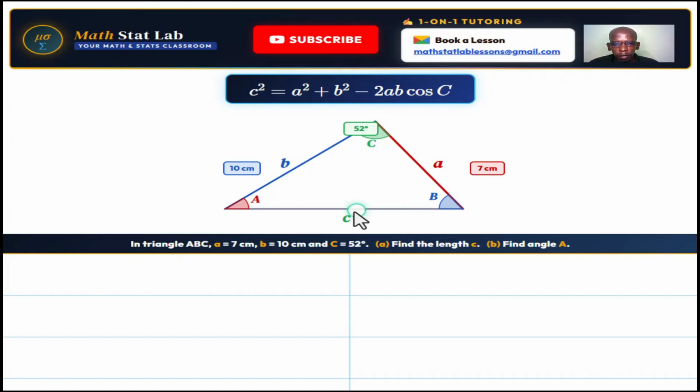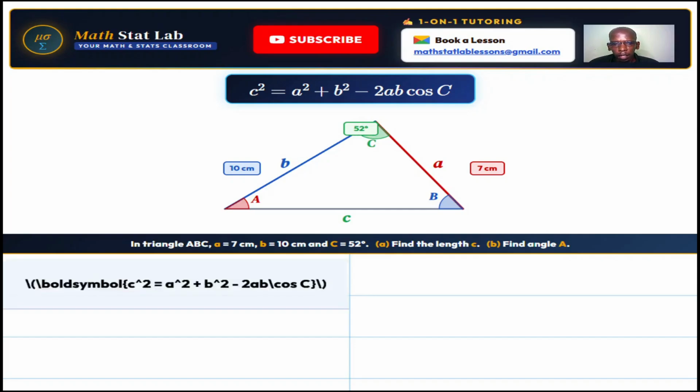So, going back to the formula, we can say c squared is equivalent to a squared, and we already know a is 7 centimeters, plus b squared, which is 10 centimeters squared, minus 2ab, so 2 multiplied by a, which is 7, multiplied by b, which is 10, then the cos of C, so the cos of 52 degrees. So c squared equals a squared plus b squared minus 2ab cos C.